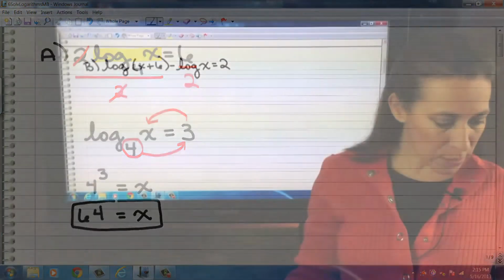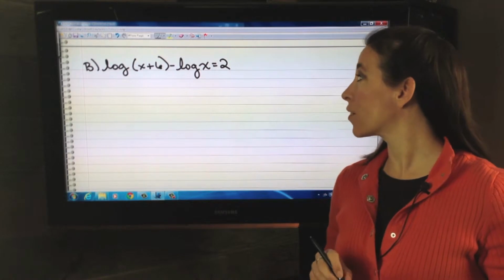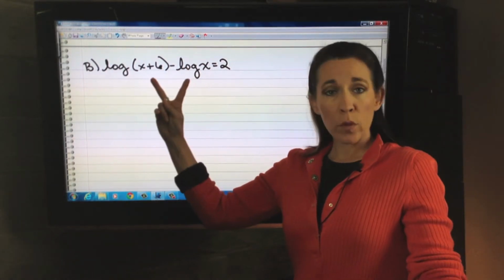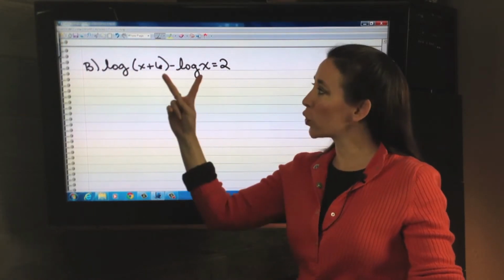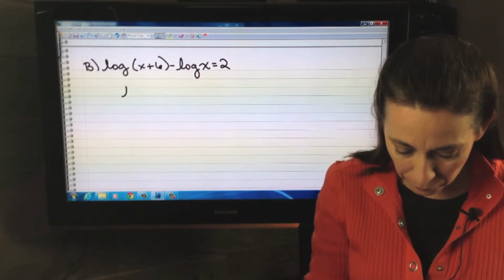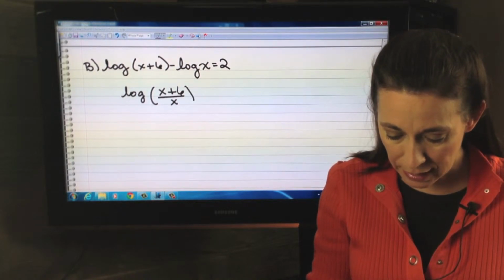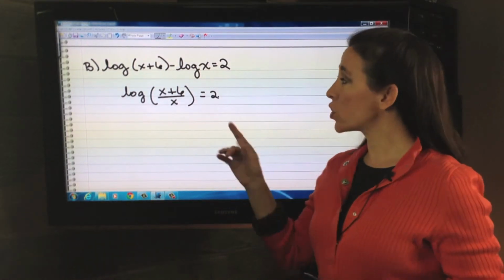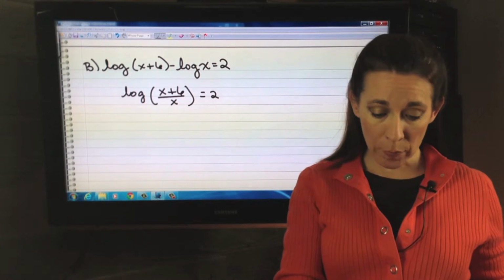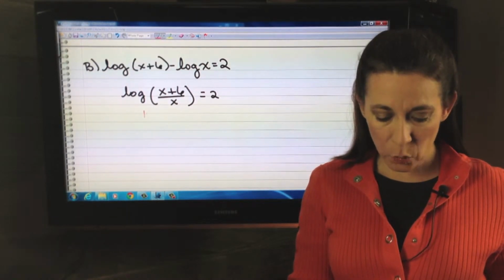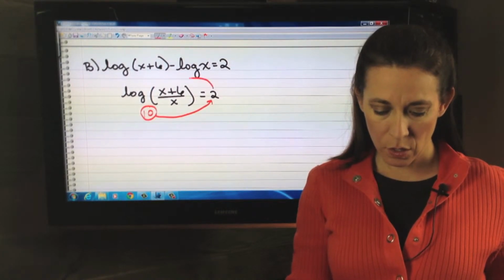Okay, let's take a look at B. We've got log of x plus 6 minus log of x equals 2. Again, logarithms represent exponents. When do you subtract exponents? When you are dividing like bases. So we're going to change this to 1 logarithm and division, x plus 6 over x, and it still equals 2. So we're still going to use the definition. Just remember, if you do not see a base, it's understood to be the common log or base 10. So if you need to write it there to give yourself a visual, go for it. So 10 to the power of 2 should equal this.